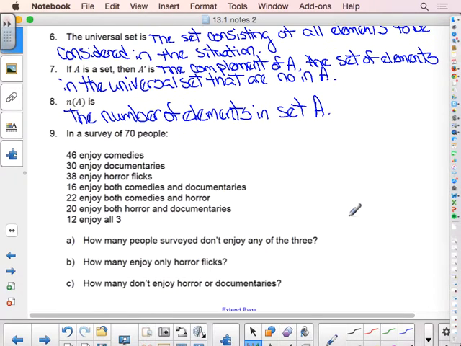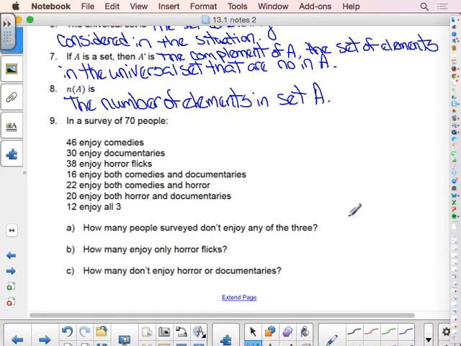Okay, let's look at number 9. Probably one of the best ways that I can think of to look at this is to use some sort of diagram. It says in a survey of 70 people, 46 enjoyed comedies, 30 enjoyed documentaries, 38 enjoyed horror flicks, 16 enjoyed both comedies and documentaries, 22 enjoyed both comedies and horror, 20 enjoyed both horror and documentaries, and 12 enjoyed all three.